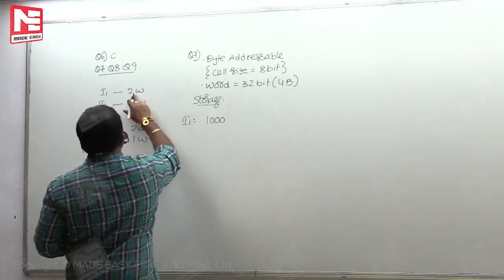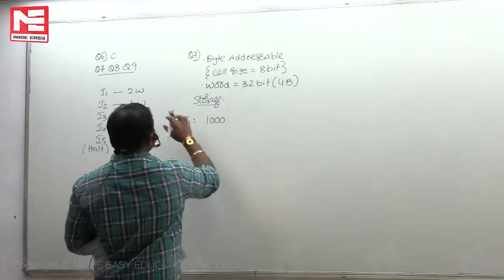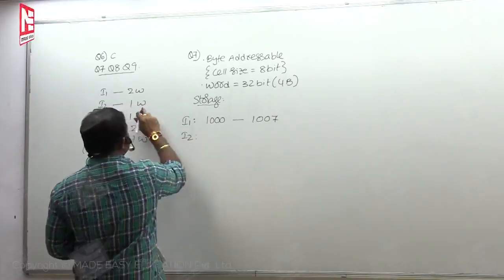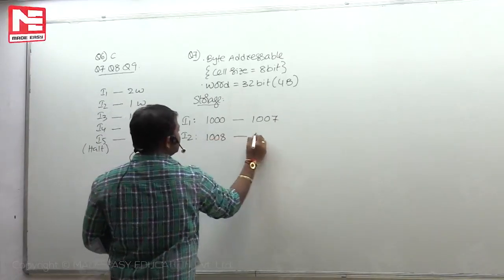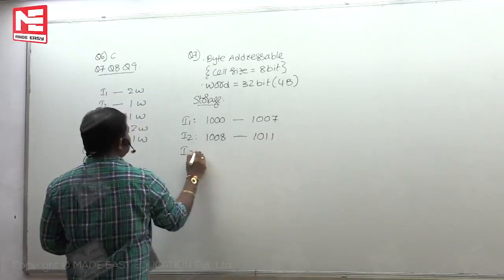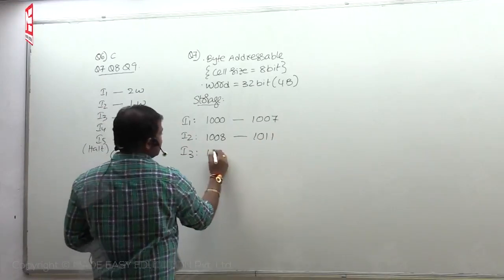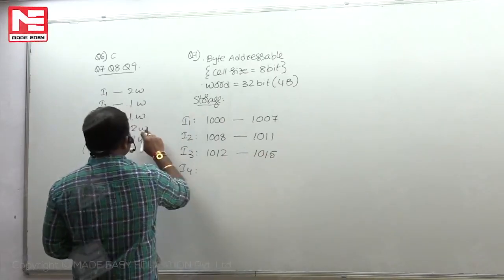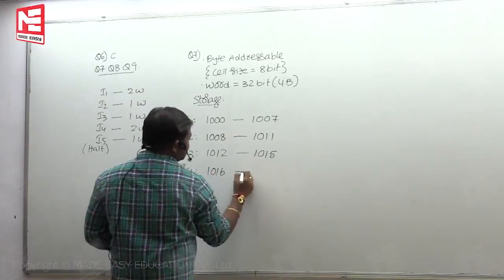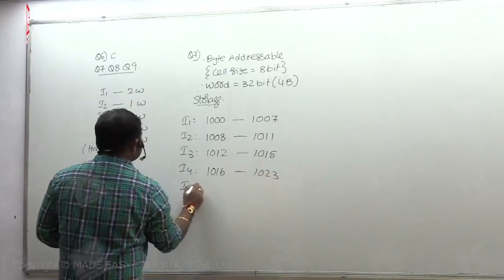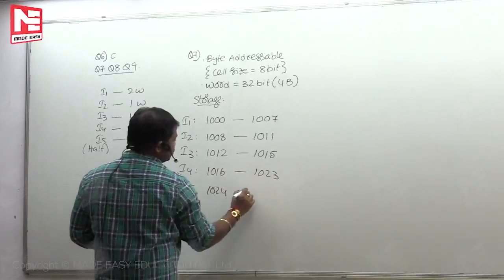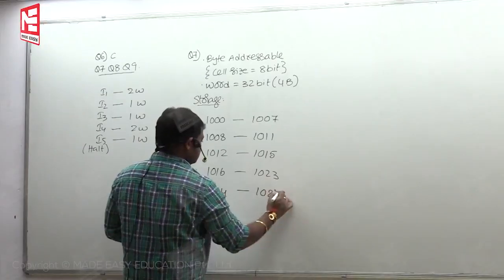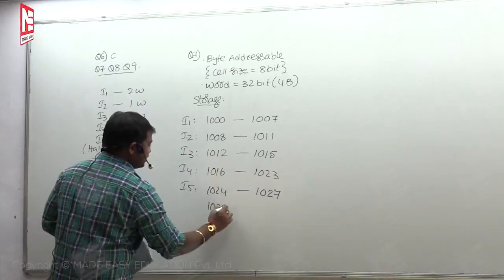I1 is a 2 word instruction. 1 word requires 4 cells, 2 words require 8 cells: 1000 to 1007. Now instruction 2, 1 word, 4 cells: 1008 to 1011. Then instruction 3, 1 word, 4 cells: 1012 to 1015. Instruction 4, 2 words, 8 cells: 1016 to 1023. Instruction 5, 1 word: 1024, 1025, 1026, 1027. Next 1028 and so on.